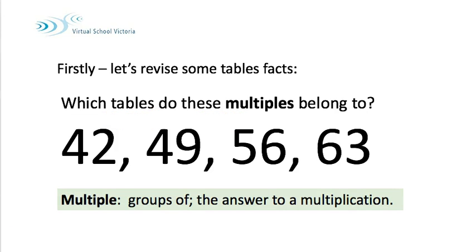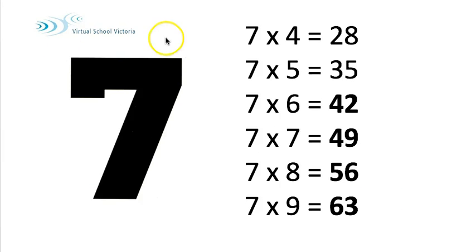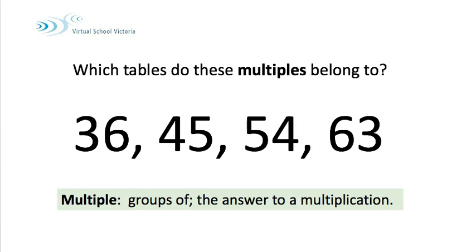Let's have a look. Yes, they are. And look at the pattern. Even number, odd number. Even number, odd number. Even number, odd number. So that's an interesting pattern for sevens that can help you learn those tables, the 7 times table.